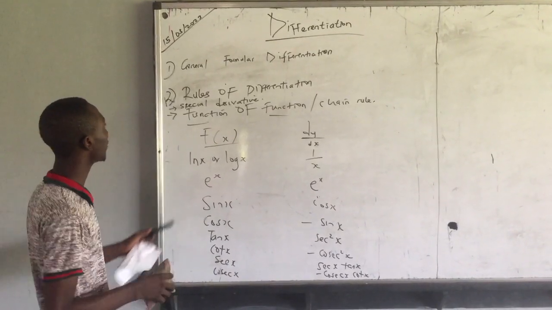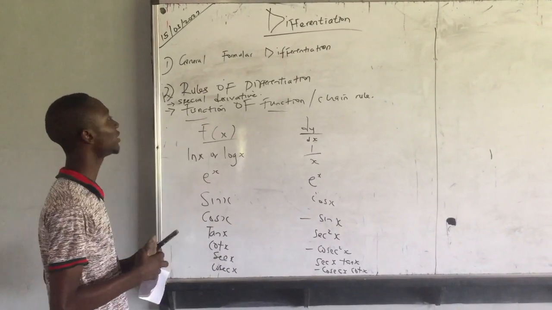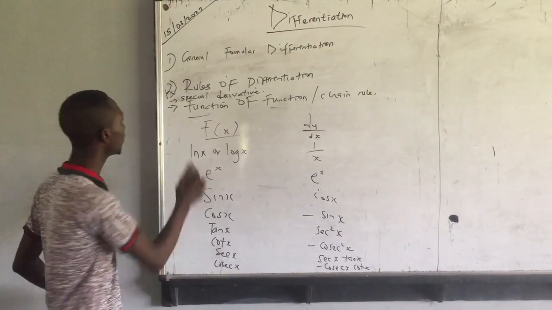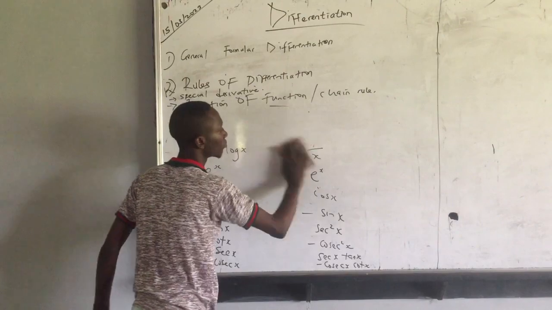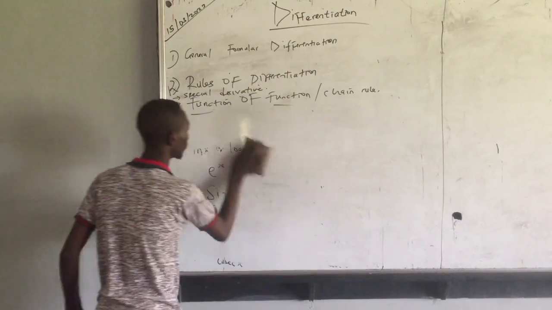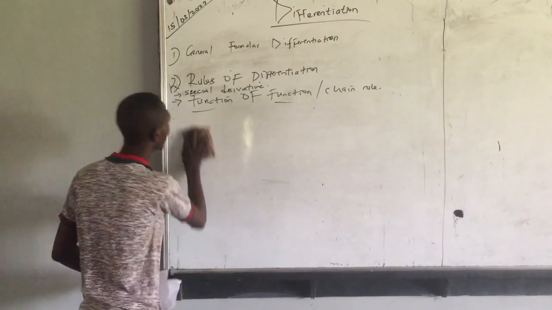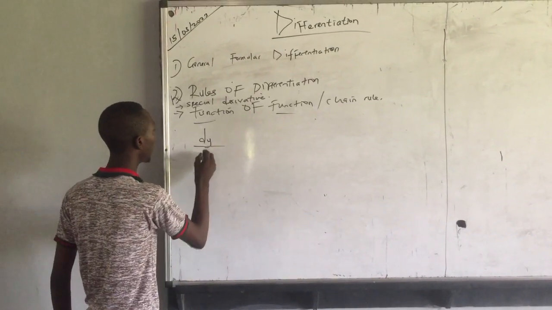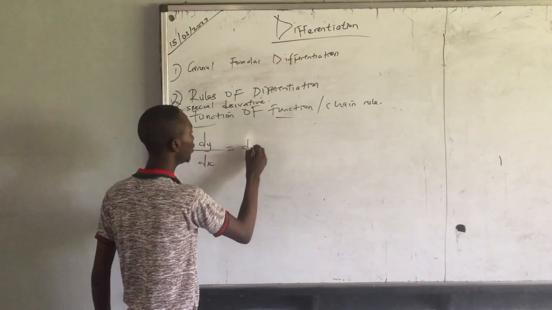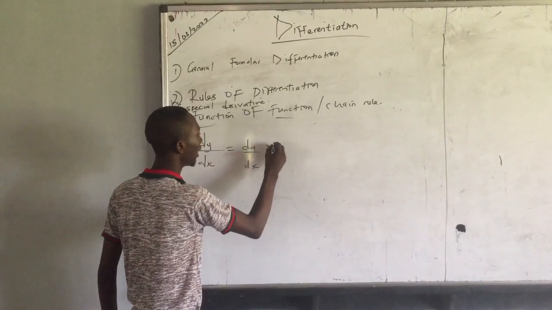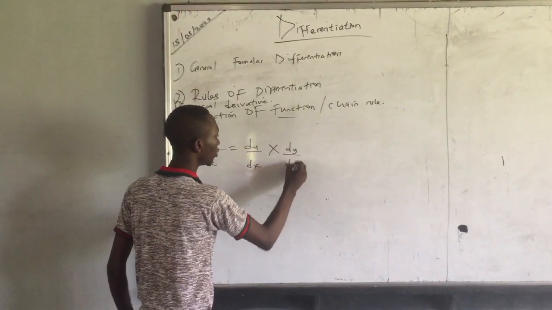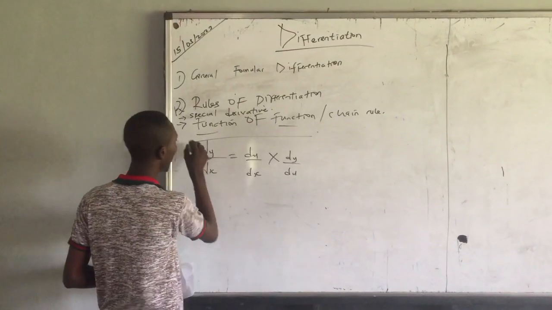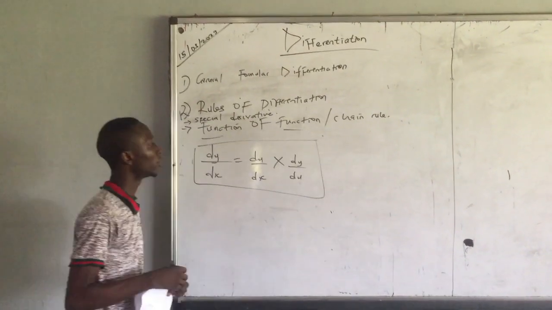So now, the next part of this lesson is function of function or chain rule. This is the formula: dy/dx equals du/dx times dy/du. So that's the formula: dy/dx equals du/dx times dy/du.